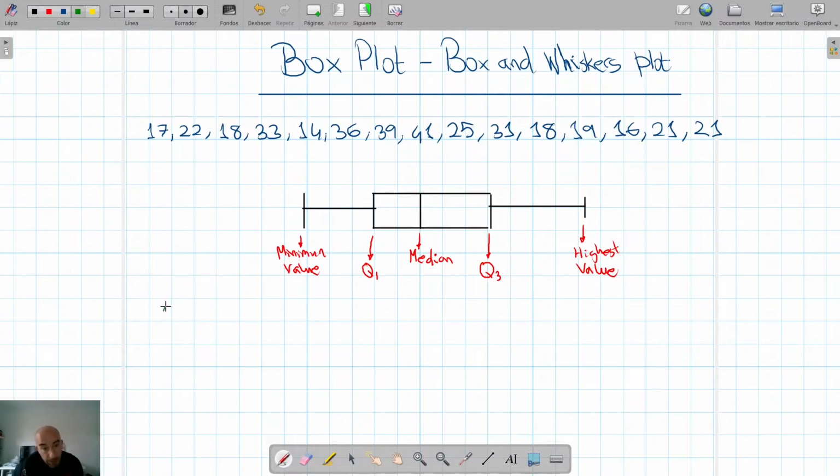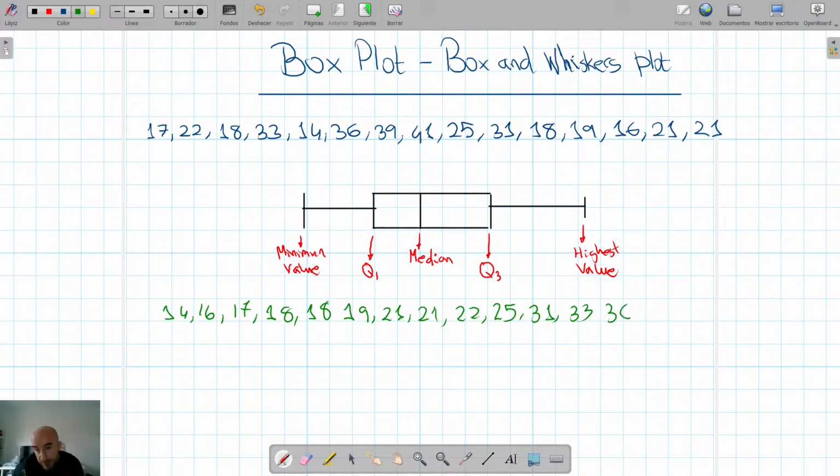If you order those numbers, you have 14, 16, 17, 18, 18, 19, 21, 21, 22, 25, 31, 33, 36, 39, and 41. Let's check. We have to have 15 values. That's 1, 2, 3, 4, 5, 6, 7, 8, 9, 10, 11, 12, 13, 14, 15. That's correct. Okay. So I've got my ordered values here.